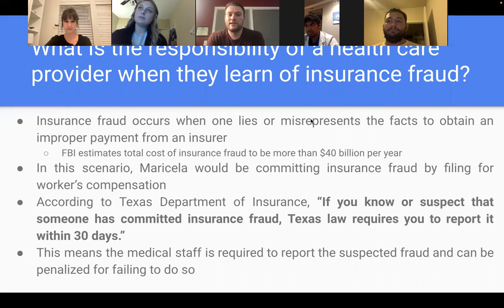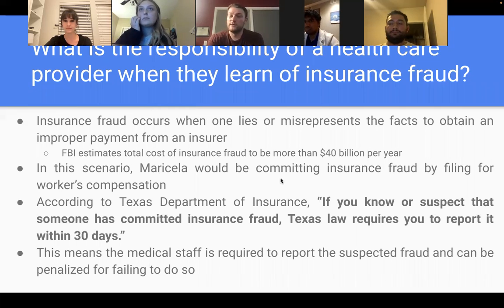Now, Maricela can't actually get workers' compensation because she doesn't technically work at the factory. Allegedly, she plans to file for workers' compensation under Maria's name, which is the name she's been working under. And so if she does this, then she would be committing insurance fraud because obviously she is not Maria.